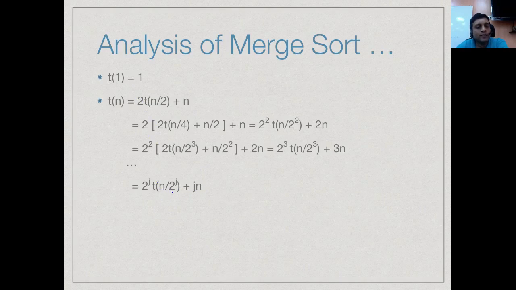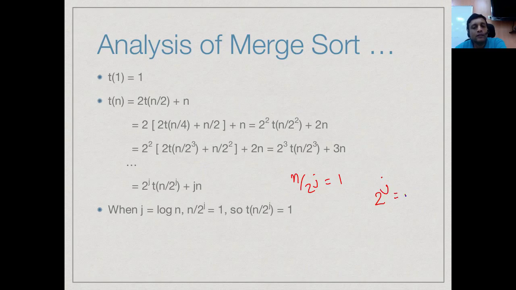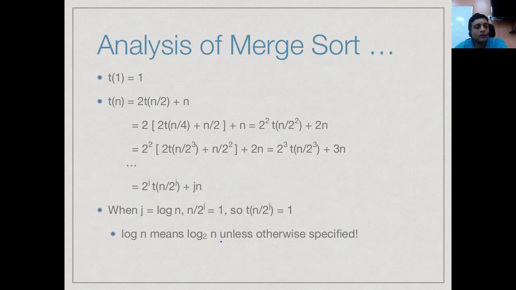So now when do we reach the base case? We reach the base case when n by 2 to the power j goes to 1. So when does this happen? Well, n by 2 to the power j equal to 1 means that 2 to the power j is equal to n. So j is nothing but log of n to the base 2. We will always use log n in general to mean log of n to the base 2 unless otherwise specified. So after log n steps, we end up with something which looks like this.